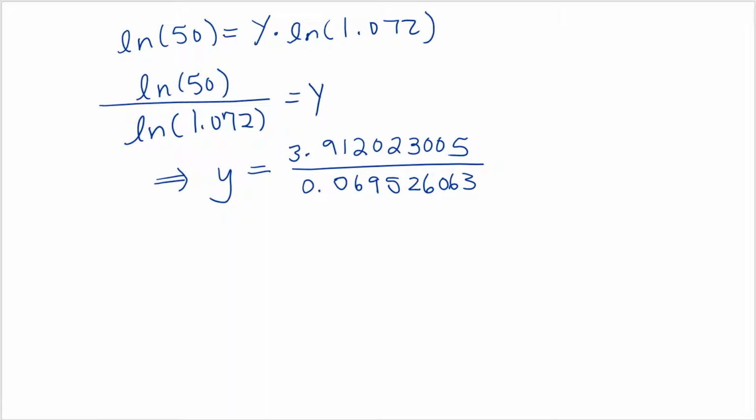Now perform the division and we get 56.267. The instructions state round up to the next full year, and so the next full year will be 57 years.